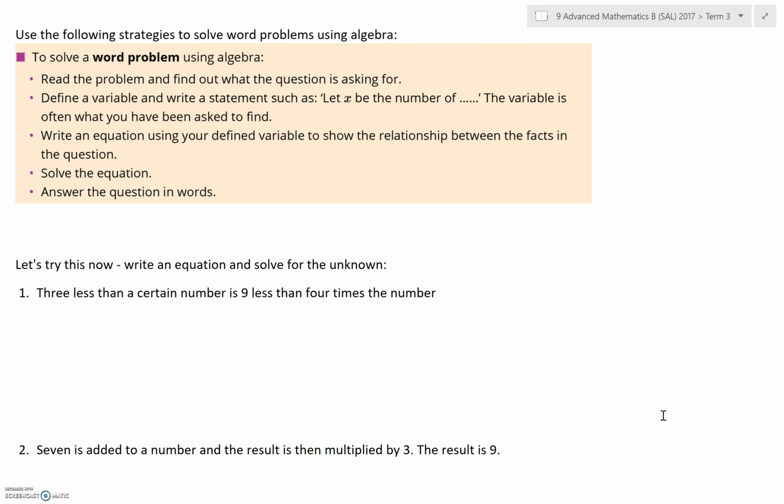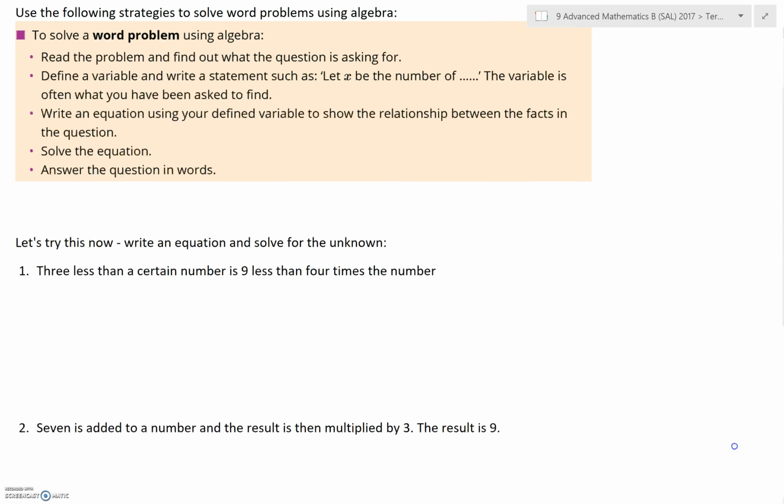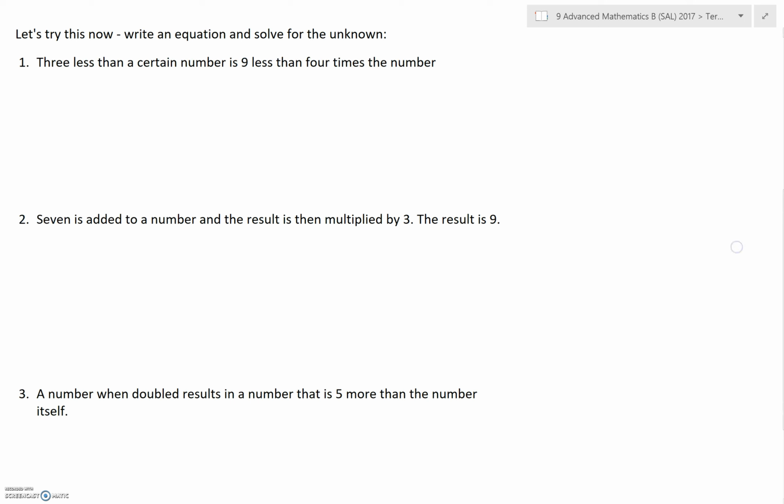Okay, so let's try these methods. We've got 3 problems here, and for each one we're going to write an equation and solve for the unknown. So let's follow those steps. So the first thing is to read the problem, try and figure out what's being asked. So question 1: 3 less than a certain number is 9 less than 4 times the number. So we've got 2 sides to an equation here. Now, what we need to do before we do anything is define a variable. So that's just make the unknown in the problem a letter. I'm going to use x because x is the most commonly used unknown. So what I'm going to do first is define my variable. Let x be the number we are looking for in this case.